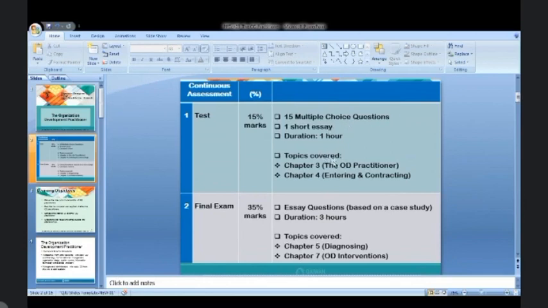The topics covered, chapter 3 and chapter 4, are the portion for the midterm examination. Chapter 3 and chapter 4 are the OD practitioner and entering and contracting. These are the two chapters which will come for the examination, with 15 multiple choice questions and one short essay, and the duration will be 1 hour.